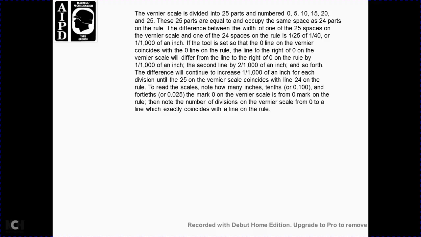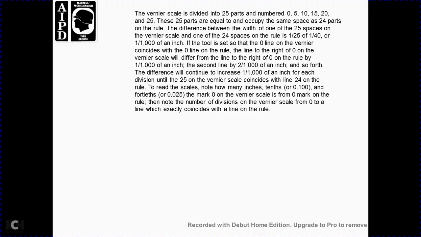The tool is set so that the 0 line of the vernier coincides with the 0 line of the rule. The line to the right of the 0 on the vernier scale differs from the line on the rule by 1/1000th of an inch. The second line differs by 2/1000ths of an inch, and the difference continues to increase by 1/1000th of an inch for each division, until the 25 on the vernier scale coincides with the 24 on the rule.